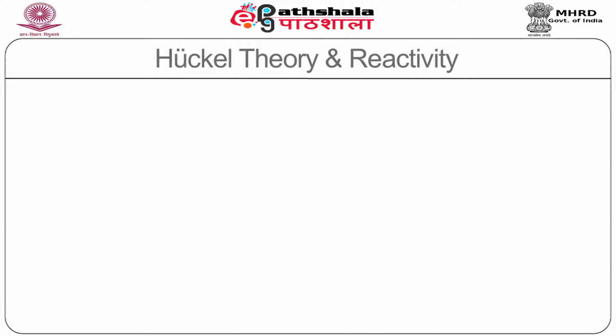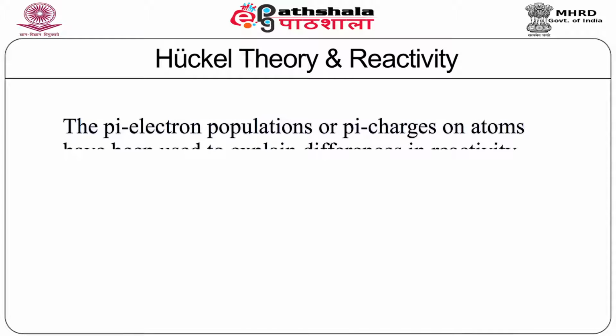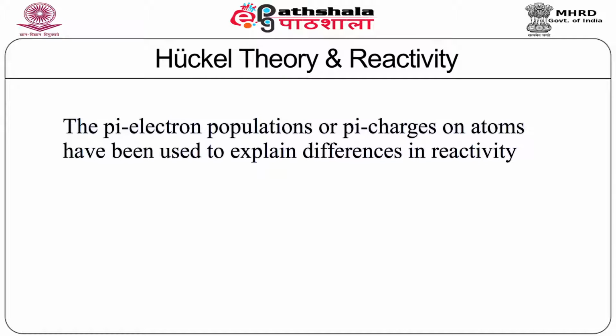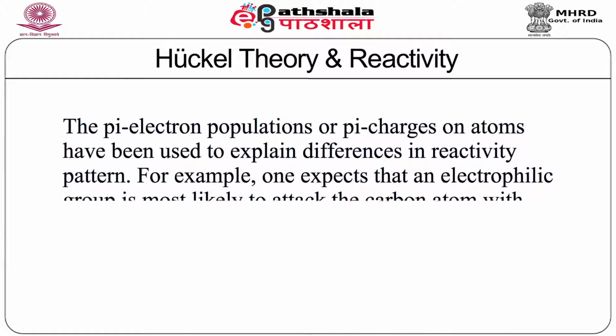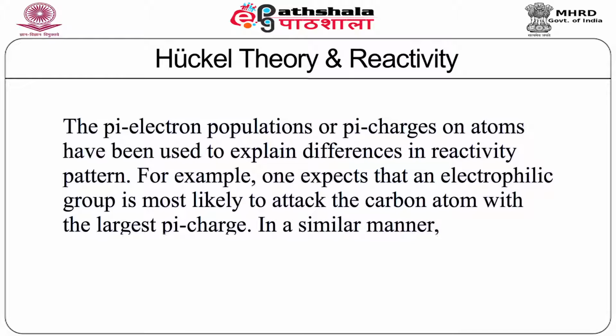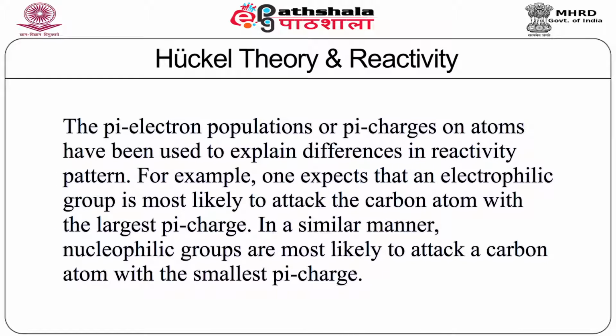Let us briefly discuss the reactivity of molecules and how Hückel theory can help us in thinking about that. The pi-electron populations or pi charges on atoms have been used to explain differences in reactivity pattern. For example, one expects that an electrophilic group is most likely to attack the carbon atom with the largest pi charge. In a similar manner, nucleophilic groups are most likely to attack a carbon atom with the smallest pi charge.